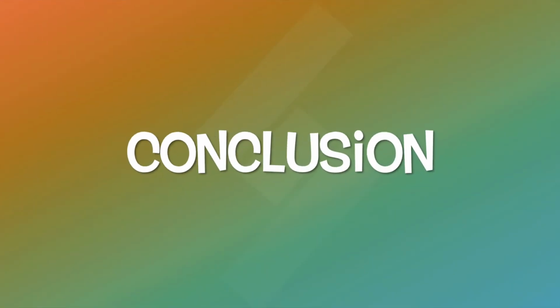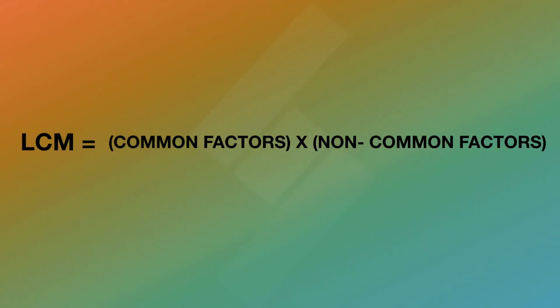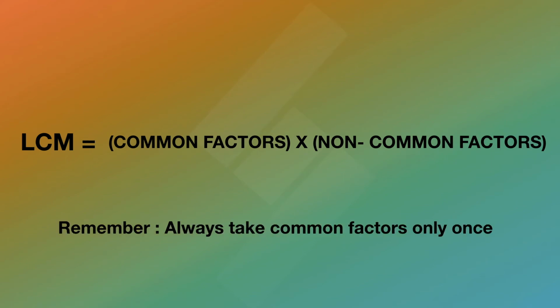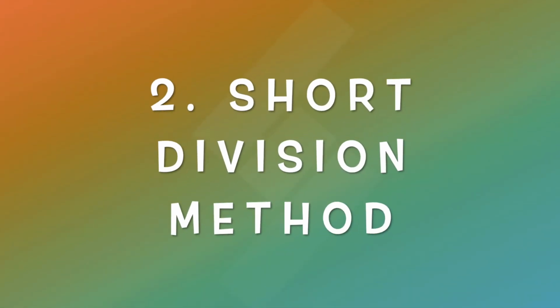So we conclude that the LCM can be obtained by multiplying the common factors and the non-common factors, but always remember to take the common factors only once. Because if we take the common factors twice, then we will get a number which would be the multiple of both the numbers, but it won't be the least. That was simple, right? Now let's discuss the second method to find the LCM, that is the short division method.